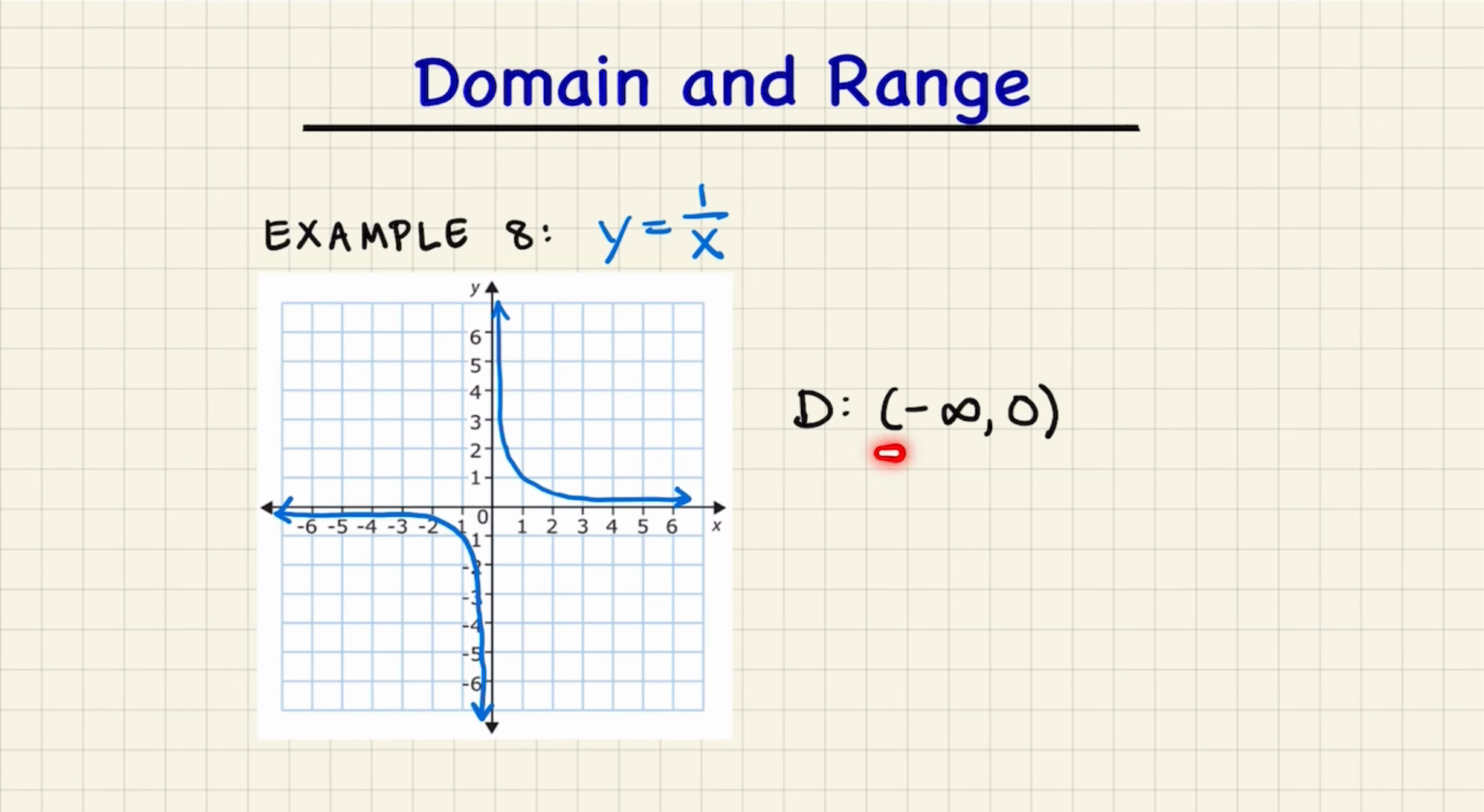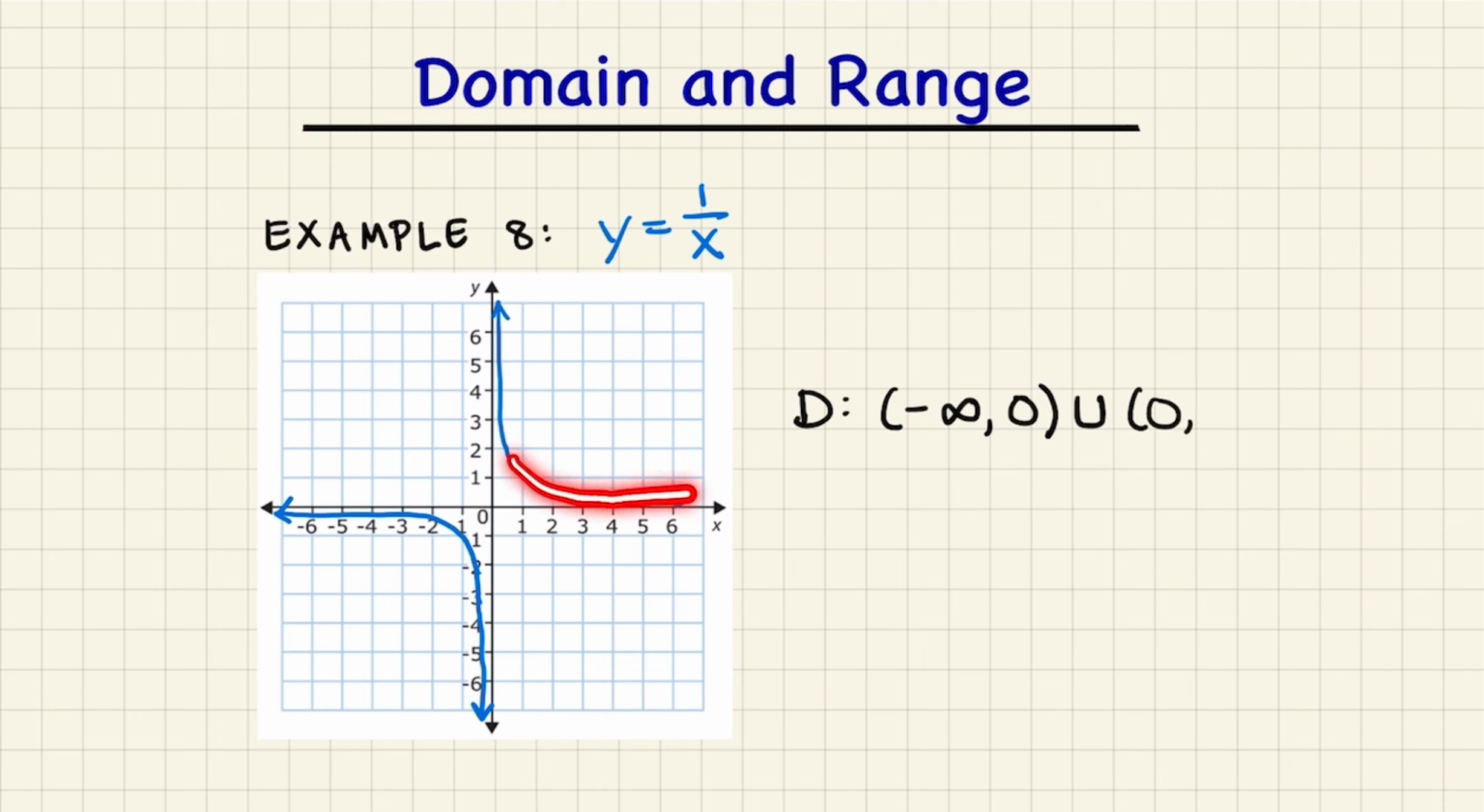But that isn't our whole domain because we have this other half over here. So we write our union, and then again, 0 is not included. But we have to write it because it gets as close as possible, infinitely close to 0, but it doesn't touch 0. So we have to write 0. We just write it as not included.